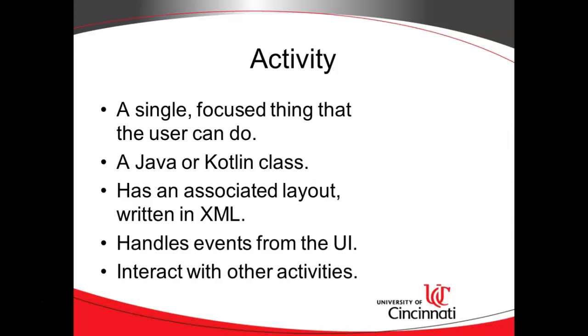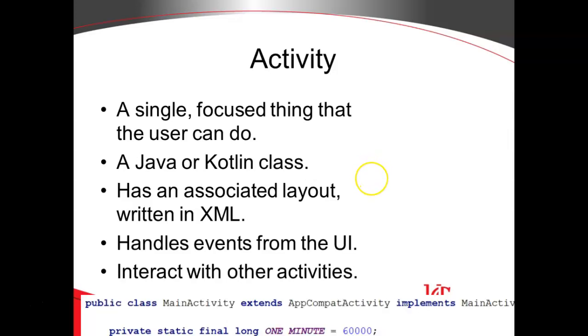Activity and layout are generally one-to-one. There's generally one layout per activity, with an exception being fragments. With a fragment, you can have multiple layouts that swap, essentially, with the same activity. And there's no rule that says that every activity has to have exactly one layout. You could, theoretically, have an activity share layouts with another activity. You could have layouts share activities. That's not common, though. One layout per activity is a bit more common. So, it handles events from the UI and interacts with other activities.